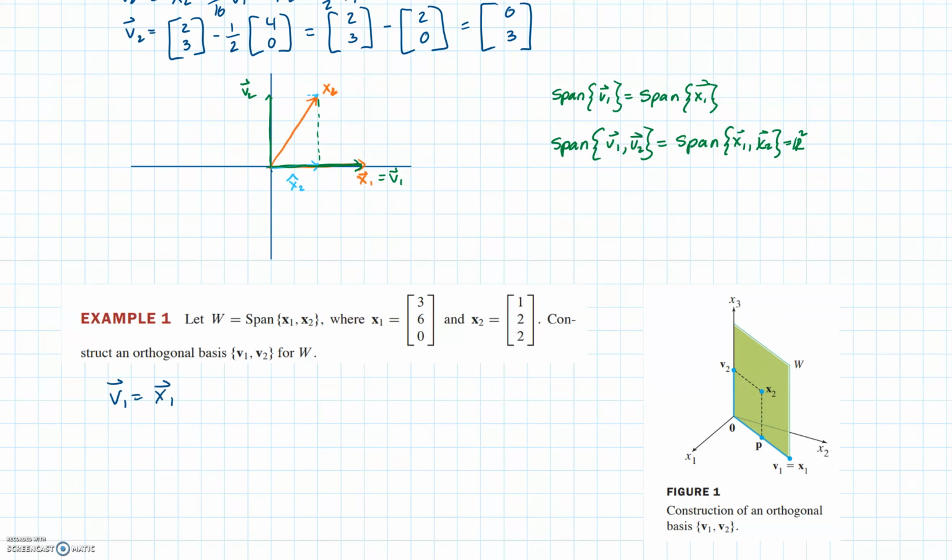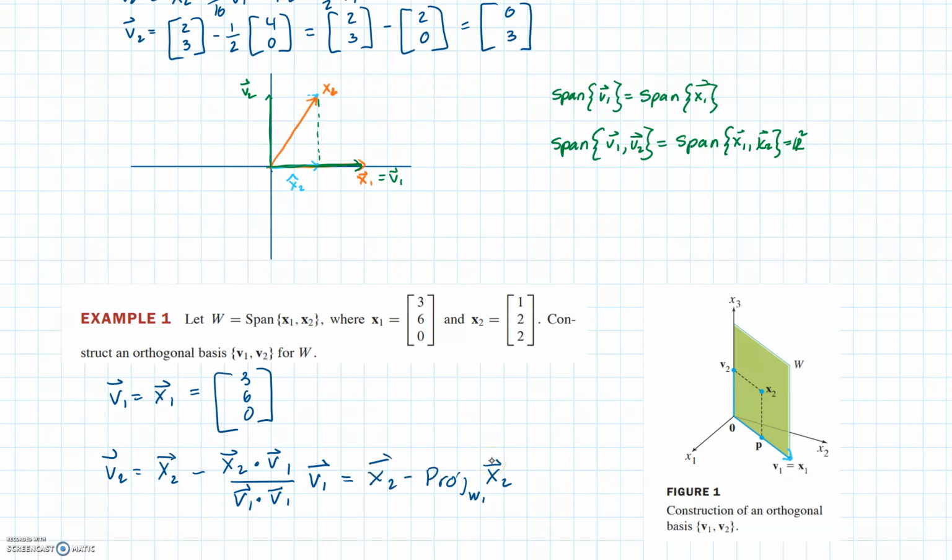So we're going to set it up again so that v1 is x1, and we know x1 is (3, 6, 0), and they have that there in blue. So I'll just add an arrow there. And V2 is x2 minus the projection of x2 onto the vector v1. We can call it the projection of x2 onto W1, where W1 is just the span of your x1.